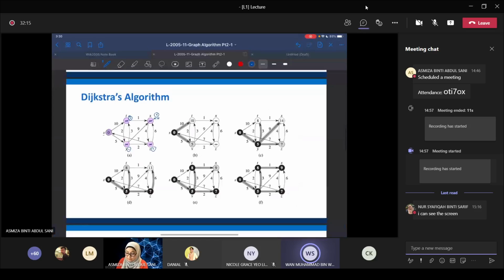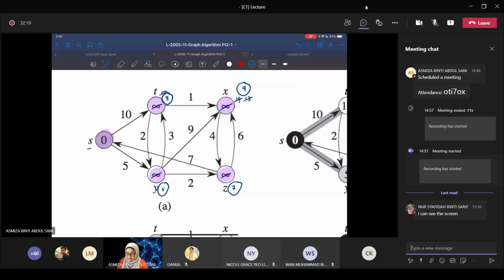Okay, so let me recap. What you do is that first, for S, we relax the edges, 10 and 5, by finding the shortest distance at that time. When we start at S, we know that the distance is 0. So 0 plus 10, and we know that the distance from S to T at that time would be 10. And the distance from S to Y initially would be 5. So how do you choose which node to process next? By looking at which node has the smallest distance to reach from S, and then you do the relaxation again.